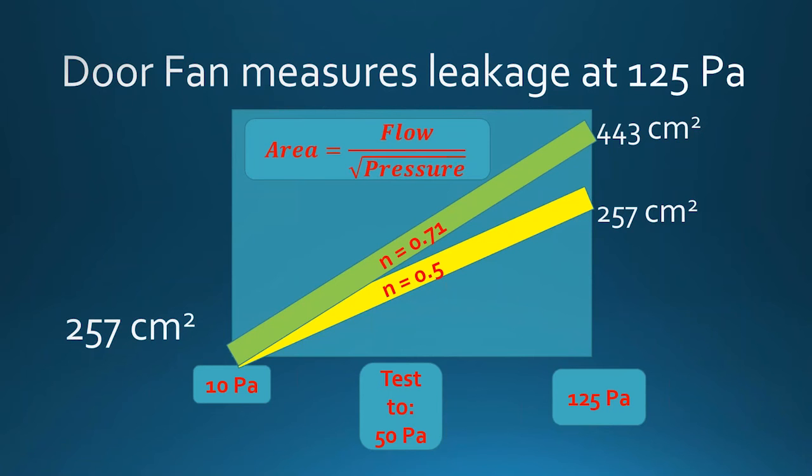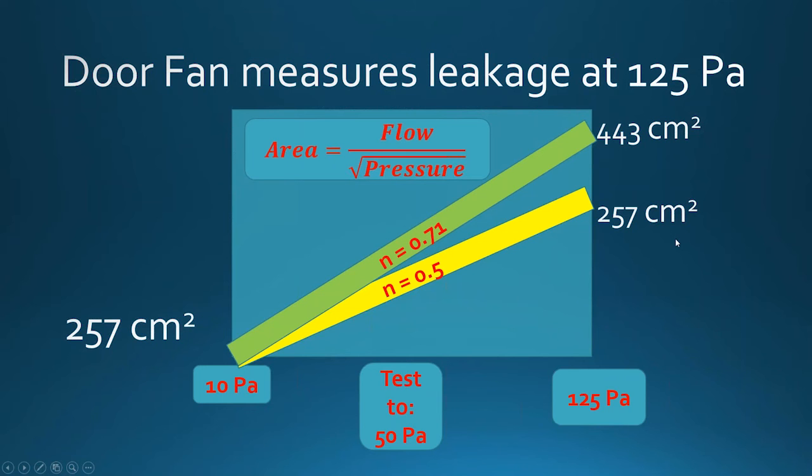This particular slide shows how, when we're testing an enclosure with a door fan from 10 to 50 pascals, we are able to determine the slope of this curve. If we only measured at 10 pascals, which is what we did in the old versions, then we would say, well, the leakage is 257 square centimeters. If we measure at 10 and 50, we uncover the slope of this curve, and we find, aha, at 125 pascals, we actually have 443 square centimeters, which is almost double. So this really improves the situation and will allow you to more accurately determine the size of your PRVs.